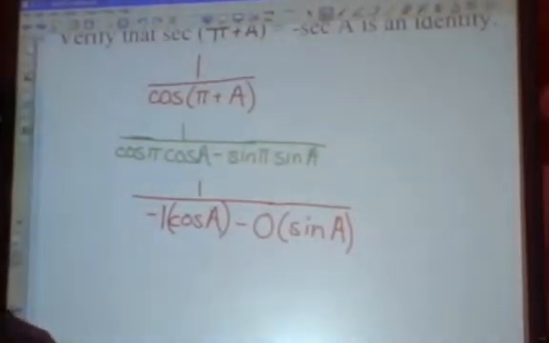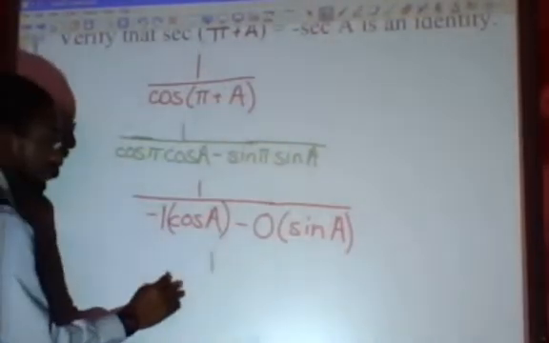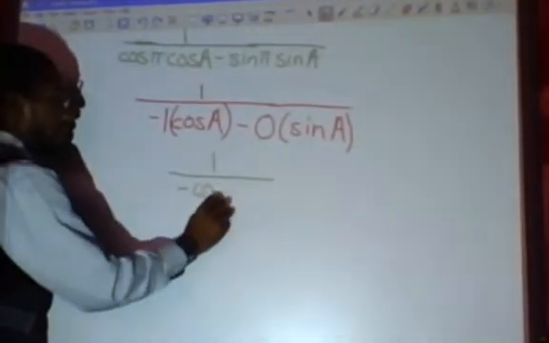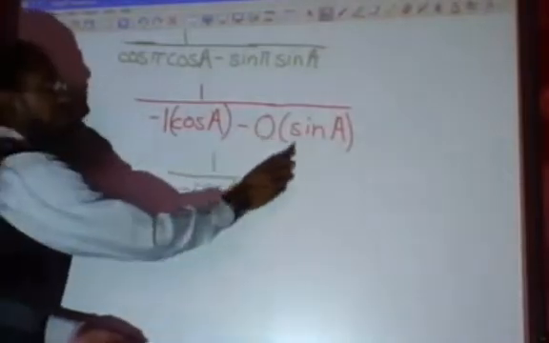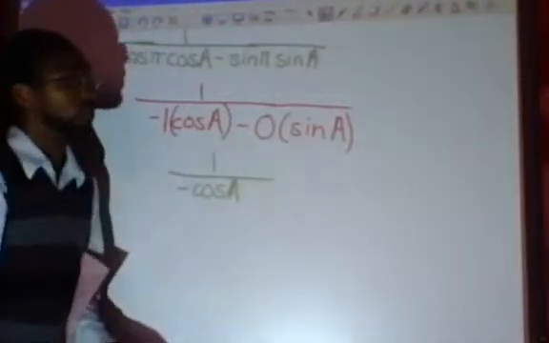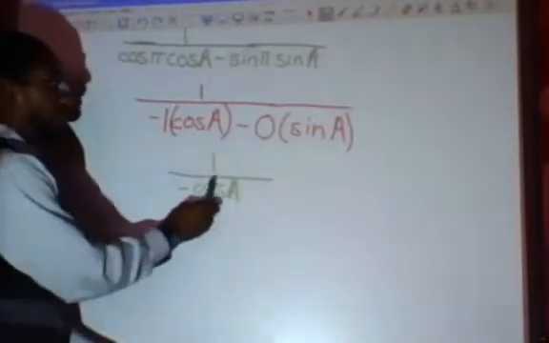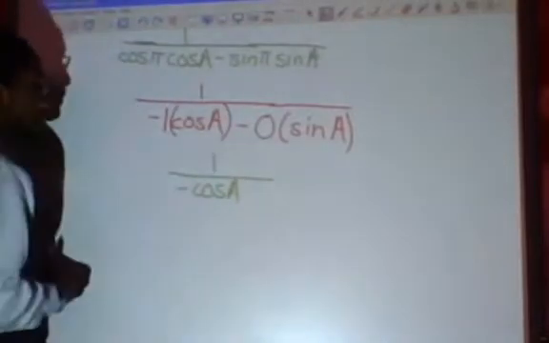So, looking at this once again, we're going to multiply and simplify the stuff down. So we have 1 on top still. Negative 1 times cosine a is negative cosine a. We're going to do minus 0 times sine of a. But 0 times anything is just 0. So minus 0 is like minus nothing. So we just keep it as 1 over cosine a. 1 over a negative cosine a.